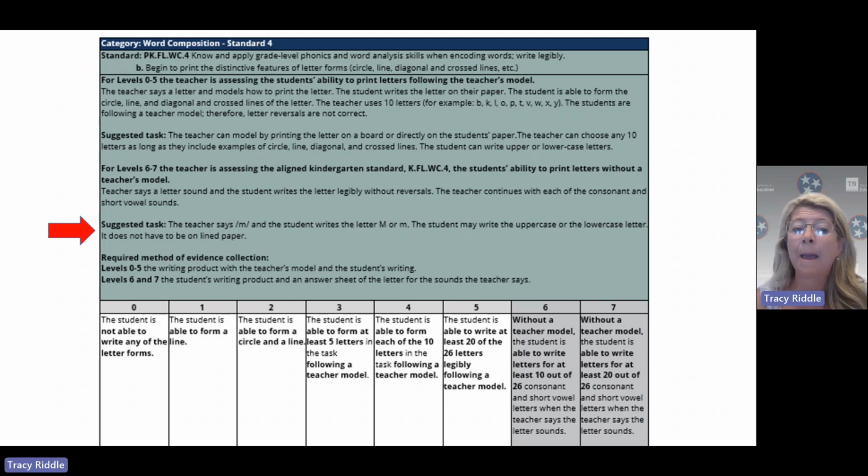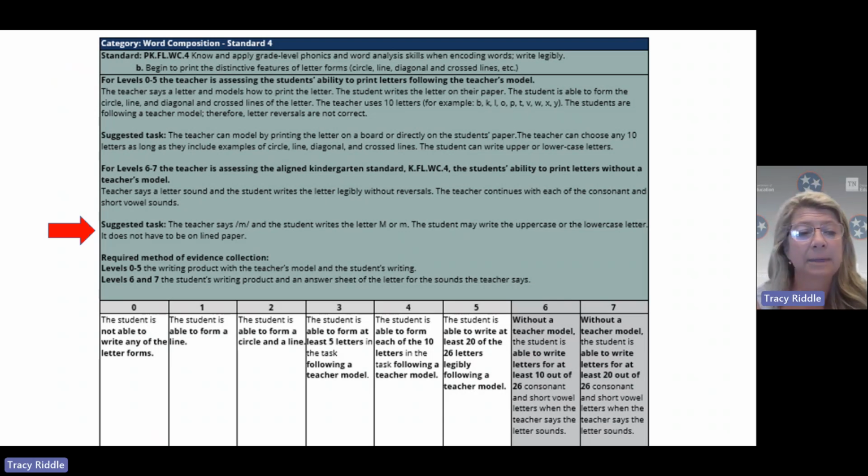A teacher would say, and the student would write the letter M. You see, they could write either the uppercase or the lowercase m. This also does not have to be perfectly on the line. Teachers can use line paper or they can use just plain paper.